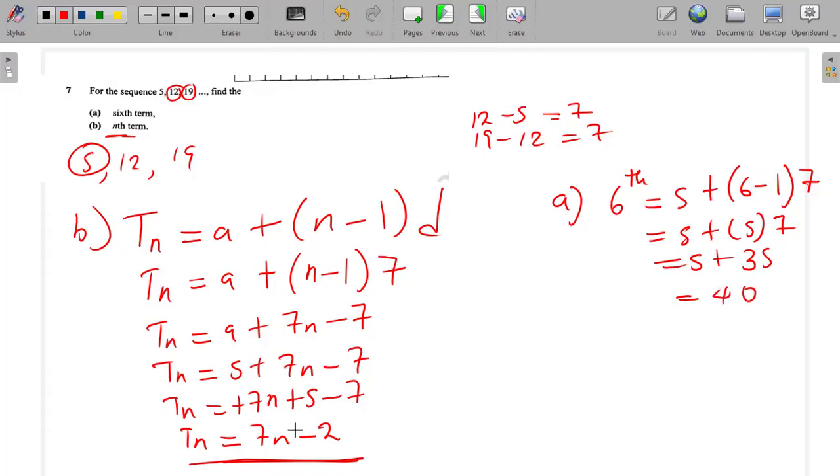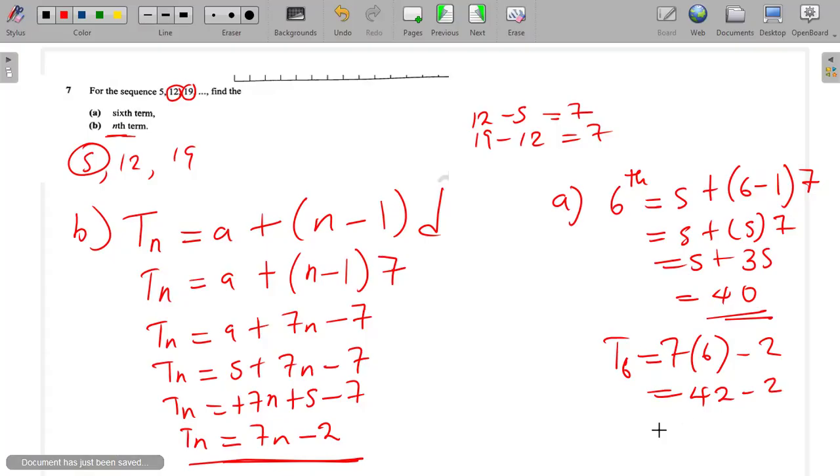So let's try to replace it in this equation and see what we are going to get. We're getting a 40 from direct. So we're saying the sixth term will be equal to 7 times the value of n, which is 6, minus 2. What is 7 times 6? That's 42 minus 2, so that is 40. So you can see, if you come up with the expression or you go direct, you should be able to find the same answer there.